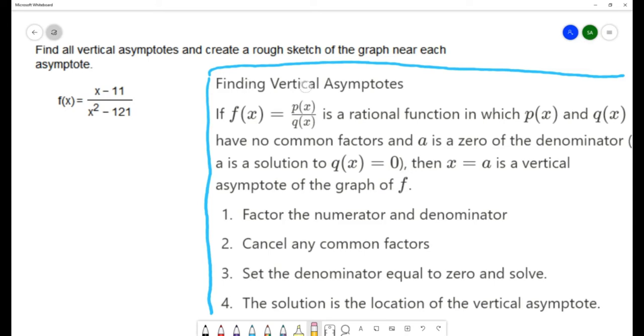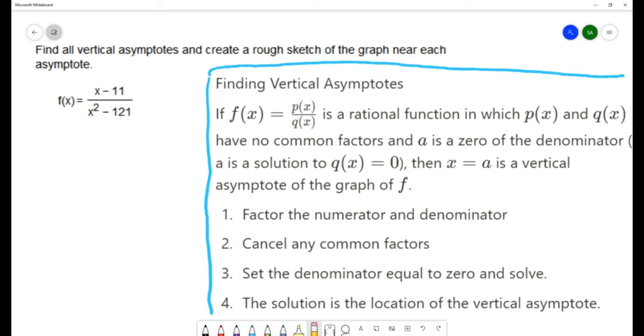So when we're finding vertical asymptotes, if our function is a rational function like this, p of x over q of x, p of x and q of x have no common factors, and a is a 0 of the denominator. A being a 0 of the denominator means a is a solution to the equation q of x equals 0. Then a is a vertical asymptote of the graph of f.